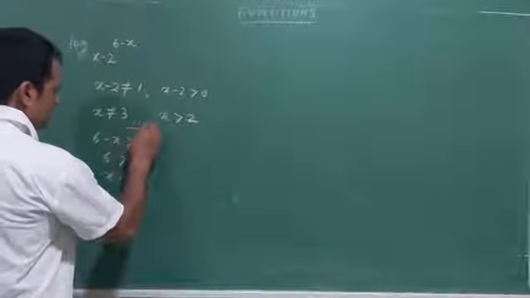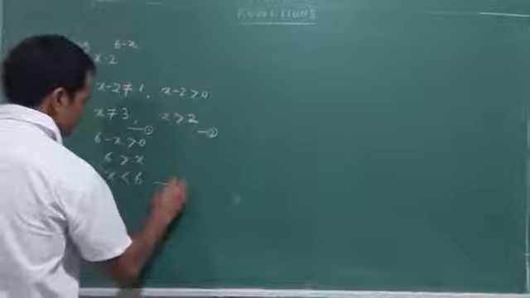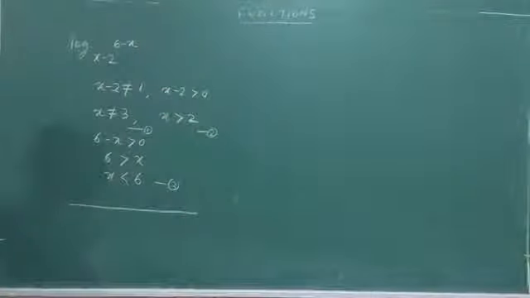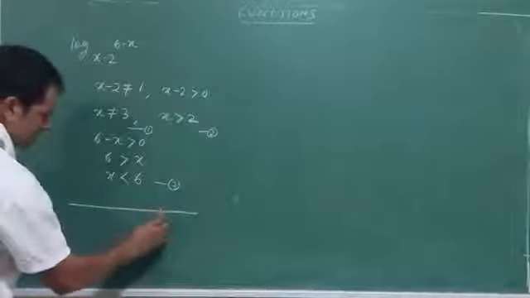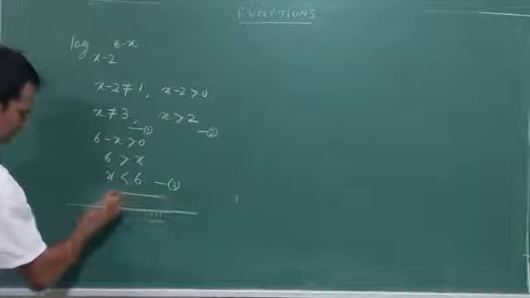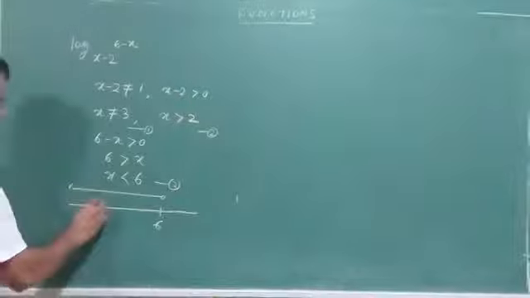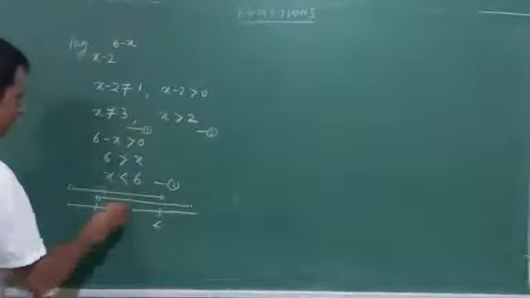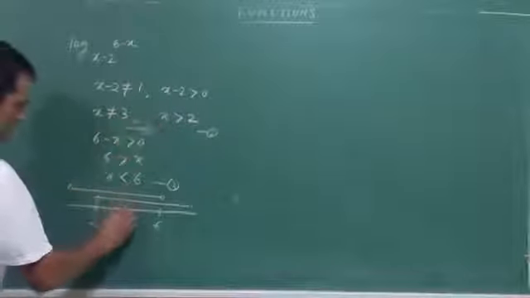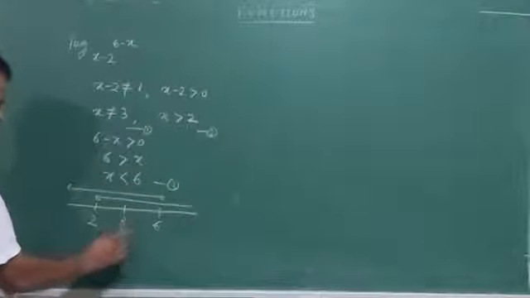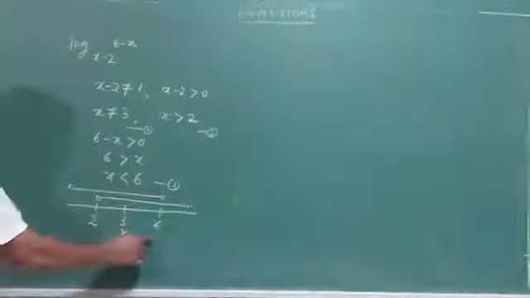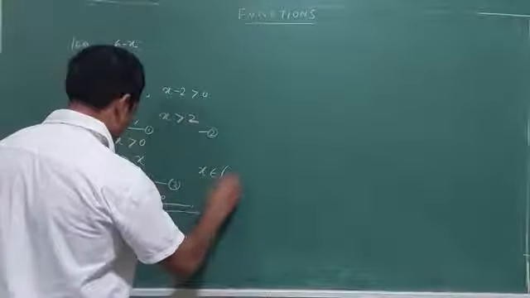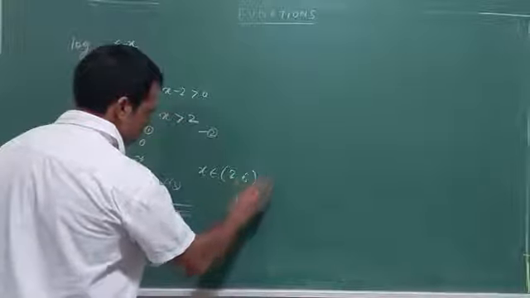Condition number 1, condition number 2, condition number 3. Go to a single number line with all these conditions. One is telling less than 6, the other is telling greater than 2, and one is telling not equal to 3. That means I don't need this value. So values lie between 2 and 6 without 3. The answer is x belongs to the open interval 2 to 6, minus 3.